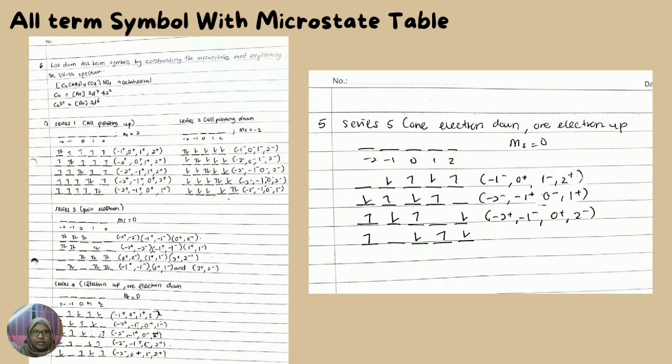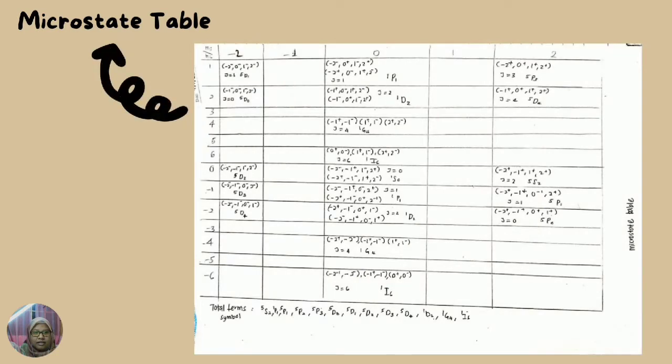So let's proceed with the term symbol with the microstate table. This is the microstate table that I calculated, and I got 13 term symbols, and all of this I put into the report, and all the calculations I have done I put into the report.